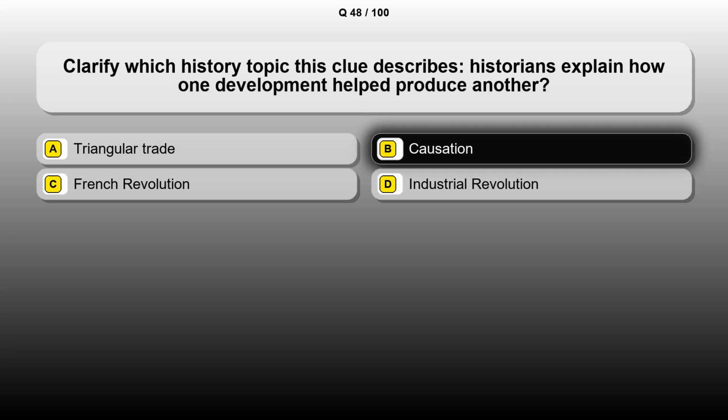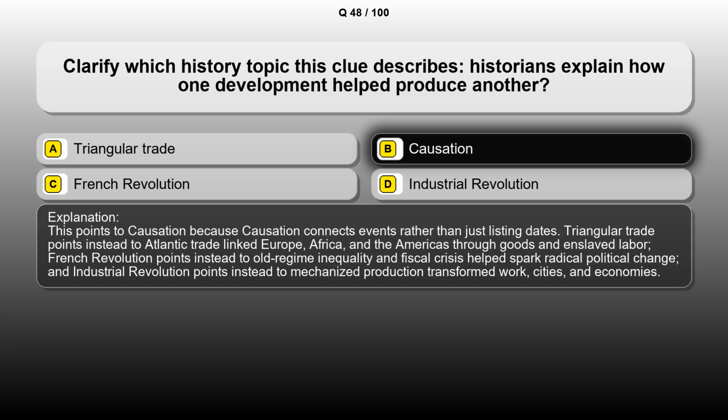The correct answer is option B, causation. This points to causation because causation connects events rather than just listing dates. Triangular trade points instead to Atlantic trade linked Europe, Africa, and the Americas through goods and enslaved labor. French Revolution points instead to old regime inequality and fiscal crisis helped spark radical political change, and Industrial Revolution points instead to mechanized production transformed work, cities, and economies.